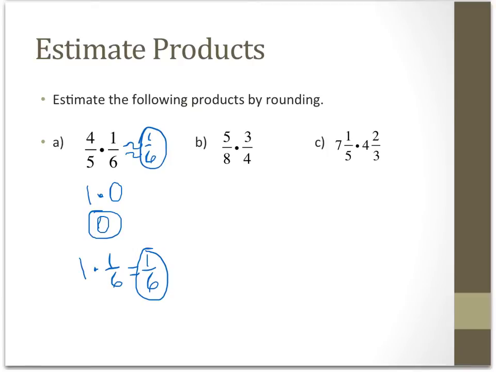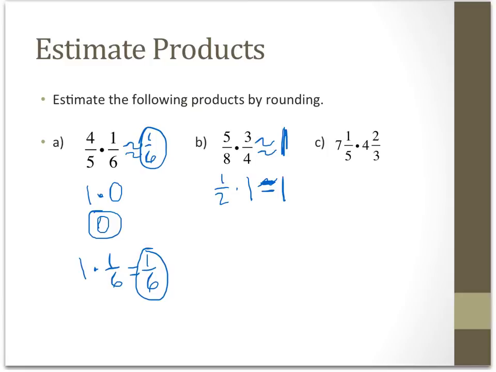In the next example, we have 5/8 times 3/4. So 5/8 is a fraction that is close to 1/2. And 3/4 is a fraction that is close to 1. 3 and 4 are very close together. So 1/2 times 1 is going to give us 1/2. So then an estimate for this particular problem would be 1/2.